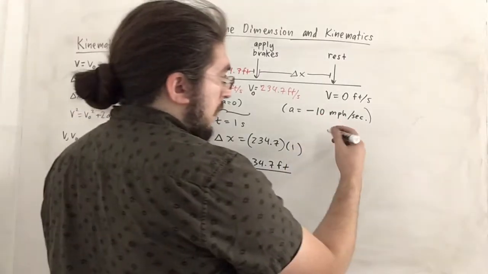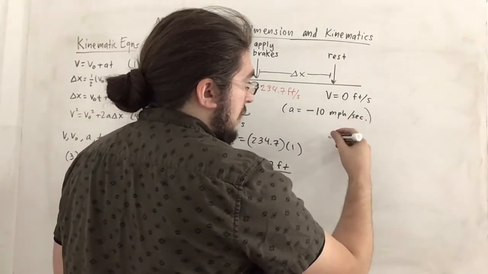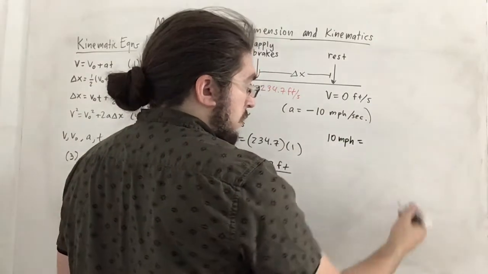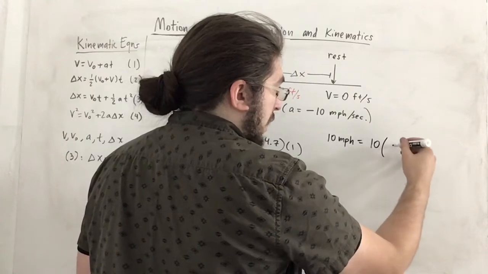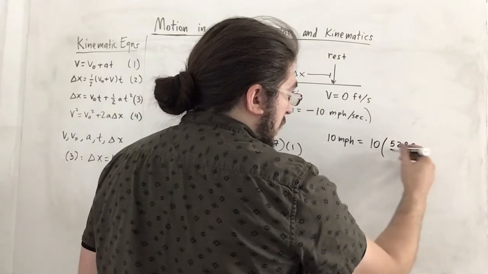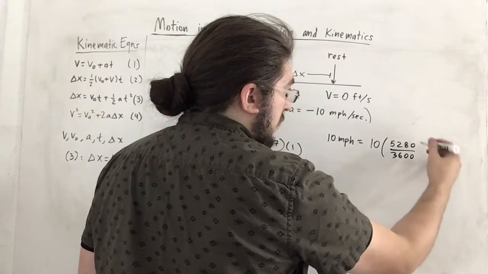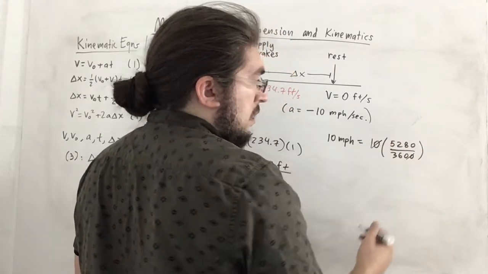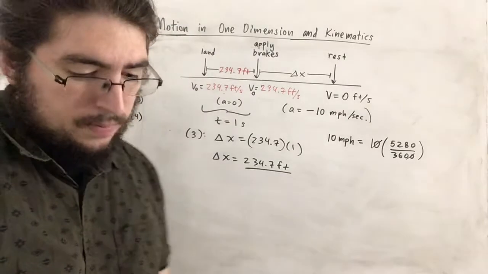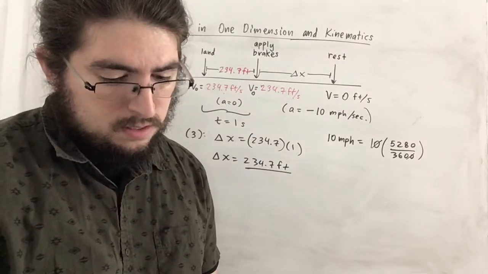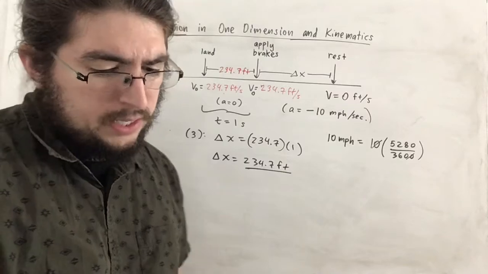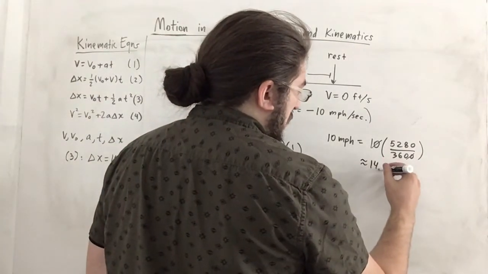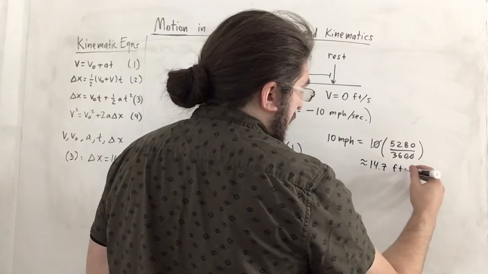So I need to find out what 10 miles per hour is in feet per second. We know that 10 miles per hour, according to the calculation we did previously, is whatever 10 times 5280 over 3600 is. I notice there's a cancellation of zeros here, so we just end up getting 5280 divided by 3600, which is a pretty quick calculation. I got 14.7. So this is about 14.7 feet per second.